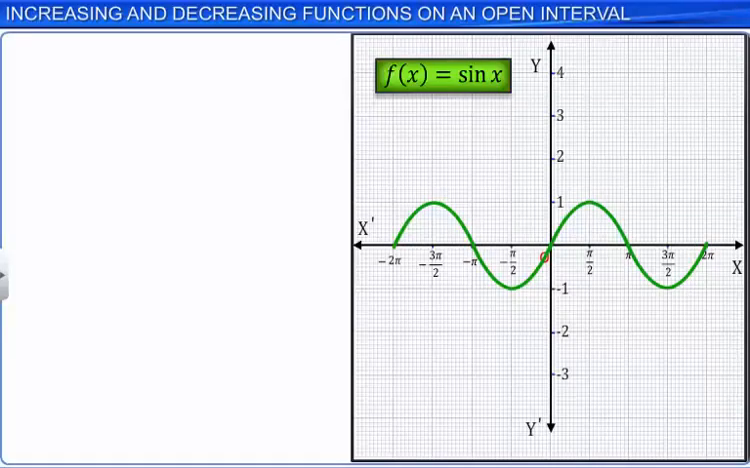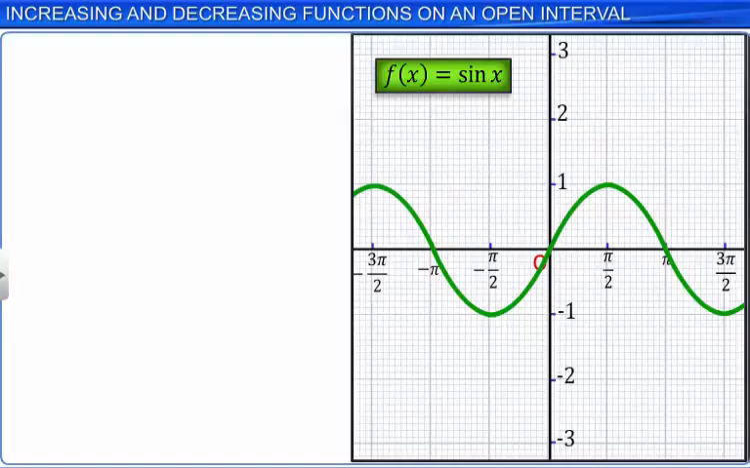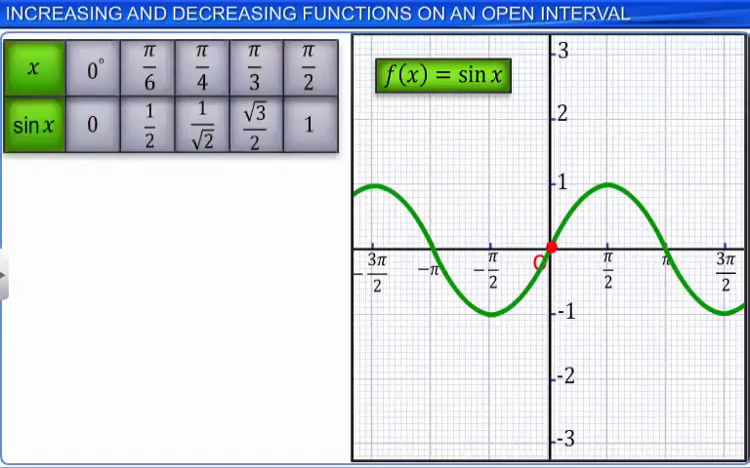Take a look at the graph of f(x) = sin x. If you observe the graph carefully between 0 and pi, you will see that as x increases from 0 to pi/2, sin x increases from 0 to 1. That is, the height of the graph increases as we move from 0 to pi/2 on the x-axis.